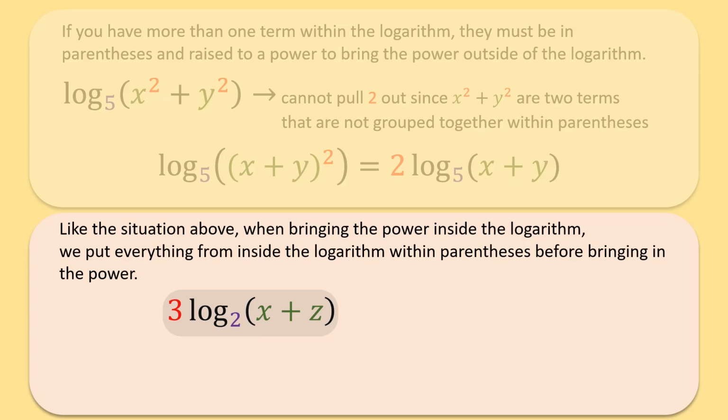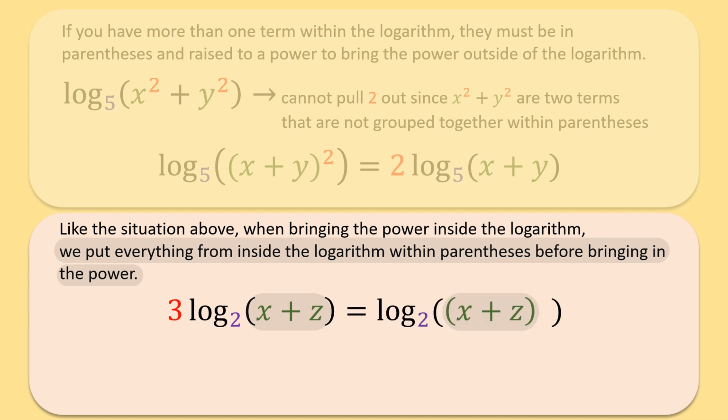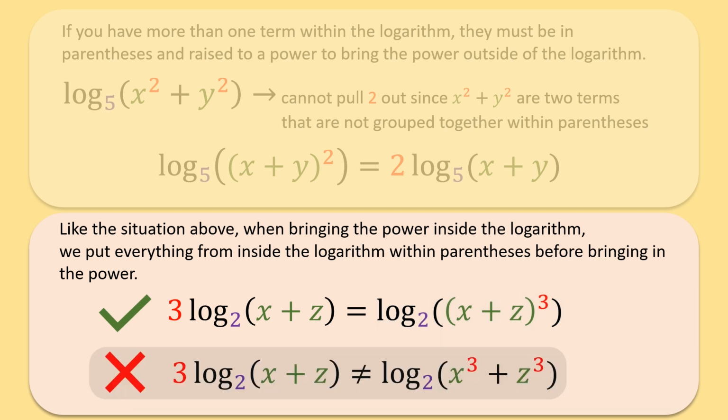Consider 3 times log base 2 of (x plus z). When we bring the power inside, we make sure that we put everything that was inside of the logarithm within parentheses and then raise it to the power of what was outside the logarithm. This gives us 3 times log base 2 of (x plus z) is equal to log base 2 of (x plus z) all raised to the third power. Do not apply the power to each term individually to get something like this.